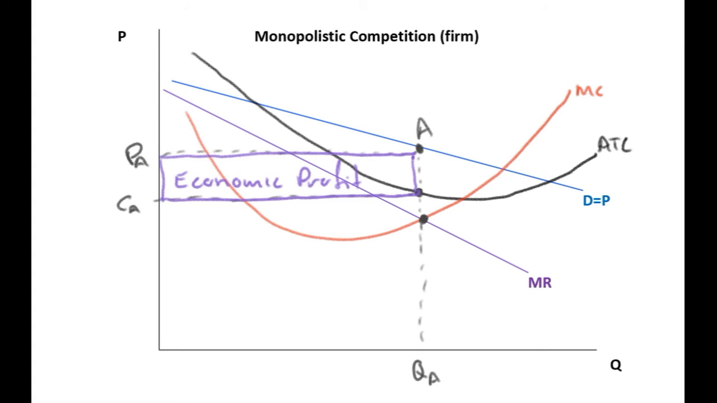Now again, this is the short run. So the firm can make economic profit, but in the long run, firms will enter, and that will cause the demand line or the price line to shift down, as well as the marginal revenue line. And so firms will enter this market copying this product until there's no profit left. So in the next video, you will see monopolistic competition in the long run.